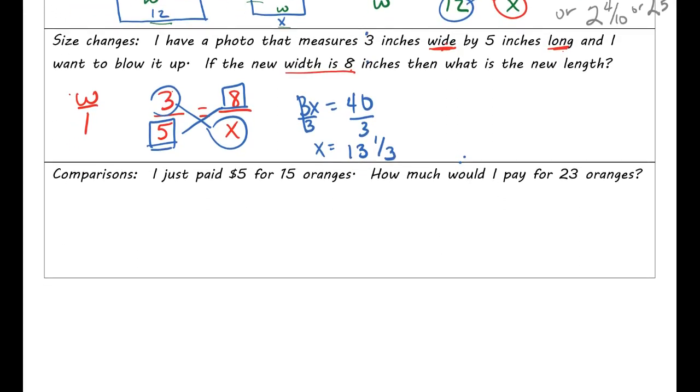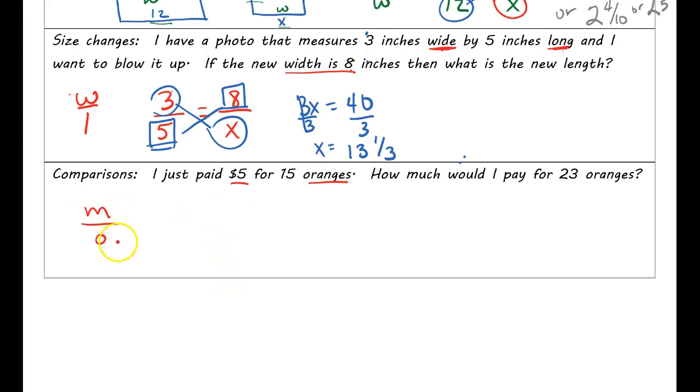Okay, comparisons. So I just paid $5 for 15 oranges. How much would I pay for 23 oranges? So we need to figure out what are the two different things that we're comparing in this problem. Well, oranges is definitely one of them, okay? But I think the other one is going to be, we've got amount of oranges and we've got money. So I just wrote M over O. You could do O over M, it doesn't matter. Just I write it out to the side so that I'm consistent on this next part.